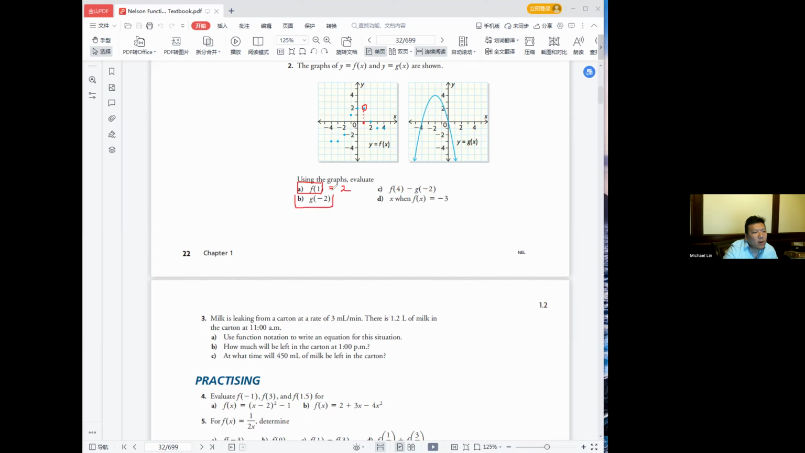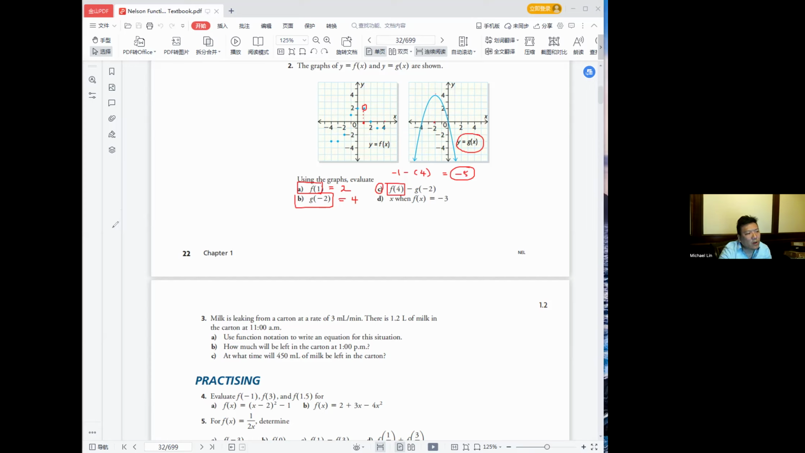Same thing with b. It's asking what is the y coordinate when x equals -2. If you look at the graph for g(x), when x is -2, y is 4. So the answer is 4. For c, what is f(4)? Well, f(4) is -1 minus g(-2). Well, g(-2) is 4, which means this answer is negative. Really straightforward. Function notation is basically substitution when we're dealing with these types of numbers.